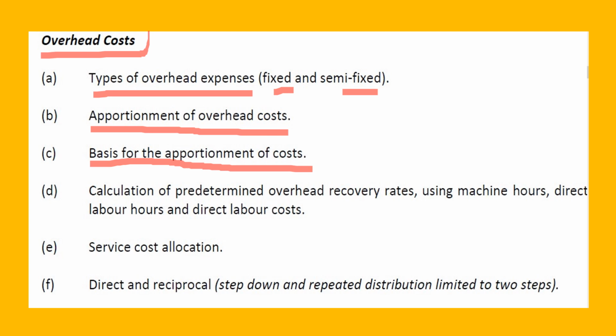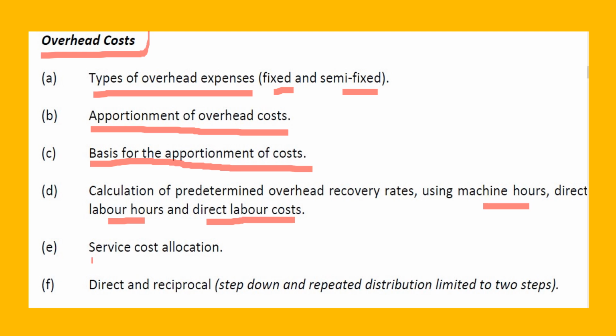Then we have calculation of predetermined overhead rates, POHR, using just three items: one, machine hours; two, direct labor hours; and three, direct labor costs. Sometimes they don't tell us which one to use. We need to look at the cost and tell whether it's machine oriented or labor oriented, depending on which is higher. The labor cost will apply as well if the labor cost is higher.